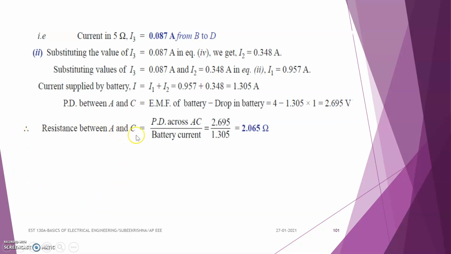Therefore, the resistance between A and C is equal to the potential difference between A and C divided by the battery current. So potential difference across A and C is 2.695 divided by the battery current, that is this I. I is equal to 1.305. On substituting these two values, we get the resistance between A and C as 2.065 ohm. So we get the resistance which is offered between the terminals A and C as 2.065 ohm. So that is the answer.